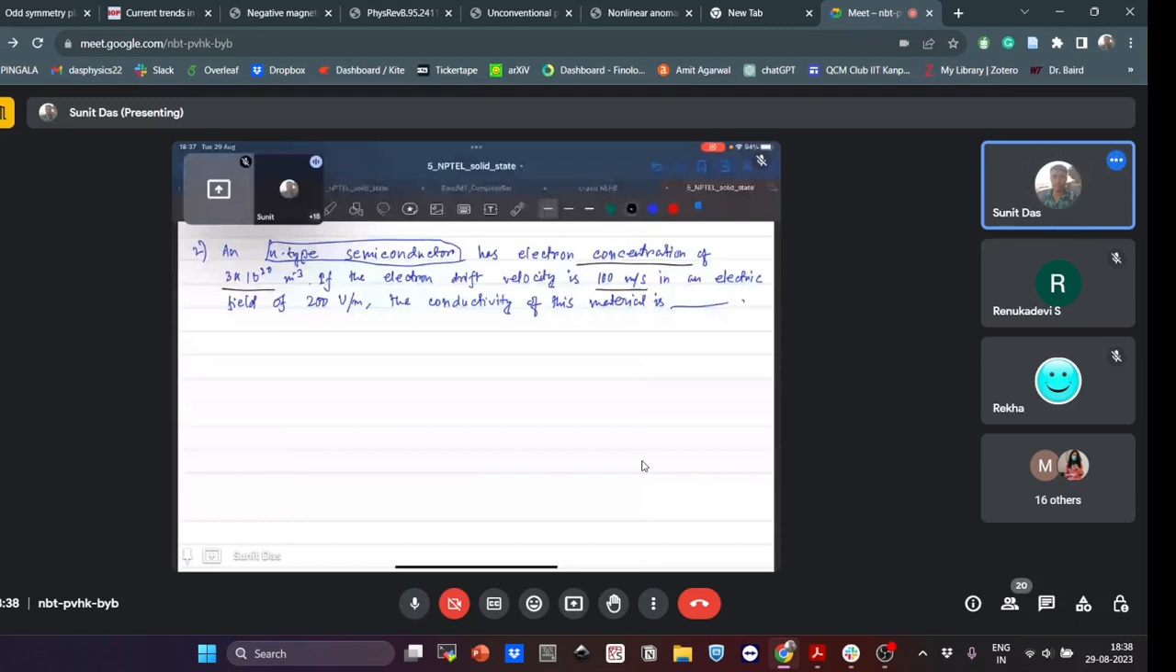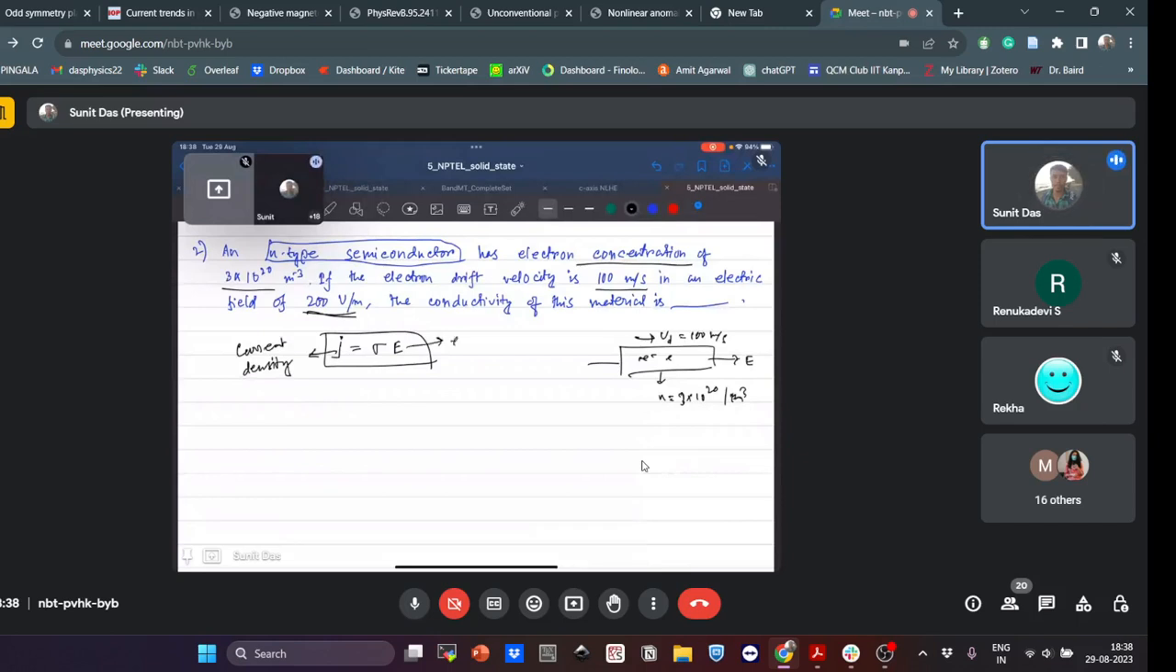So the current density in the system is related to sigma, the conductivity, and the electric field by this relation. Okay, this is current density, and this is electric field, obviously, and this is the conductivity.